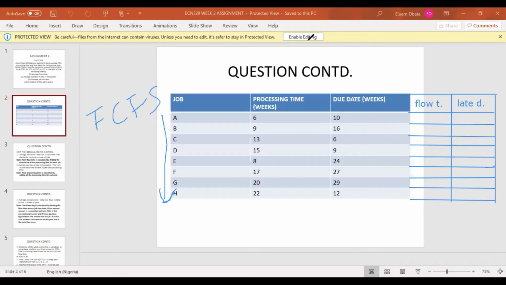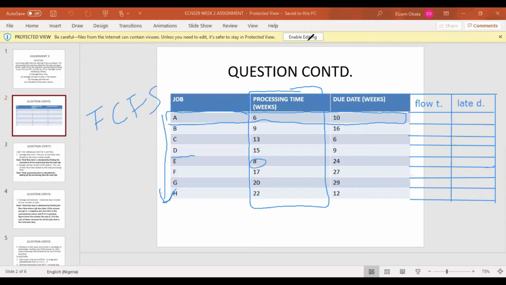And let's use shortest processing time, for instance. Shortest processing time looks at the processing time. And it's trying to tell us that however the processing times are, the ones with the shortest processing time will be handled first. So A would still remain at the top of the table. However, the next one will not be B, because the next shortest processing time is 8, which belongs to E. So E will become number 2 on the table.